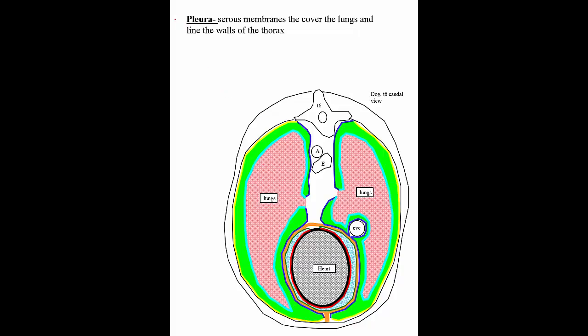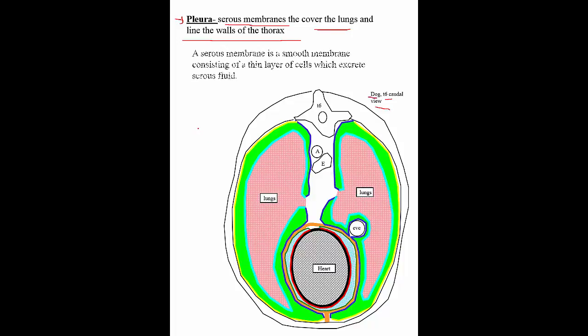So to continue on, we need to define pleura. What is pleura? Pleura is a serous membrane that covers the lungs and lines the wall of the thorax. So this is a cross-section through the dog about the level of the 6th thoracic vertebrae, and it'd be a caudal view, that cross-section. Pleura is again a serous membrane.